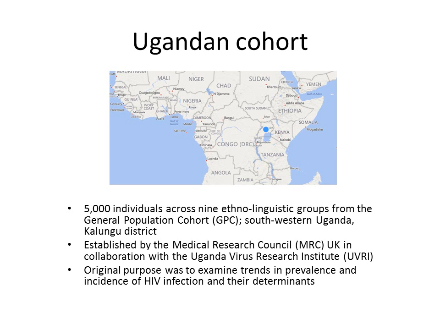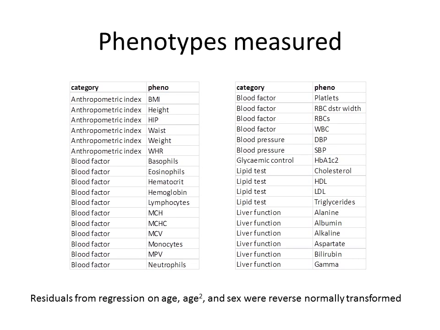Okay, so let's look at the Ugandan cohort. These are 5,000 individuals from southwestern Uganda. This cohort was originally established to look at trends in prevalence and incidence of HIV, but here we're going to use it to estimate heritability. We measured 34 continuous phenotypes, as shown here: several anthropometric indices, lots of blood factors, glycemic control, lipid tests, and liver function. Before we applied the model that I've shown you, we cleaned the data by regressing the phenotypes on age, age squared, and sex, and then reverse normally transformed the residuals. Here are the results.